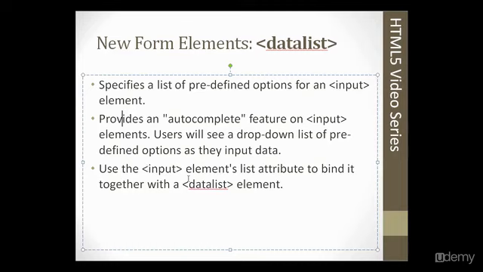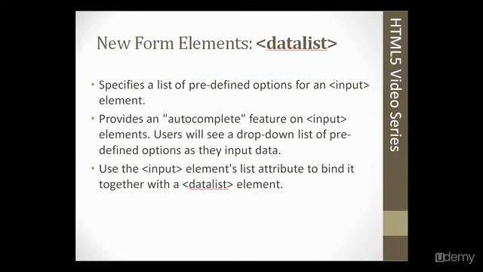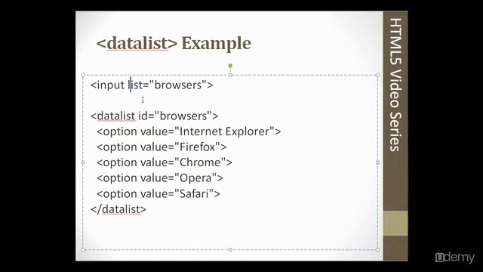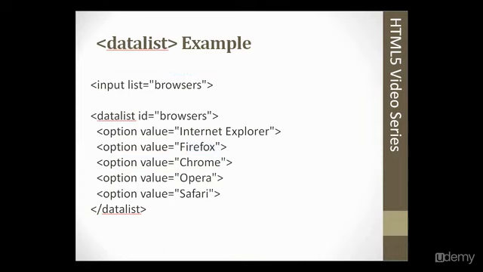It's a little hard to explain, but I'm going to show you in the programming part of this section how this works. And actually, I can show you right here. This is an example. We'd have an input and use the list attribute, with the value browsers, and then we'd have a datalist with the ID of browsers, and then we'd have our options. So if in this text someone types FIR, then Firefox will actually pop up. So it's an autocomplete. It's used for simplicity and to just make things easier for the user.